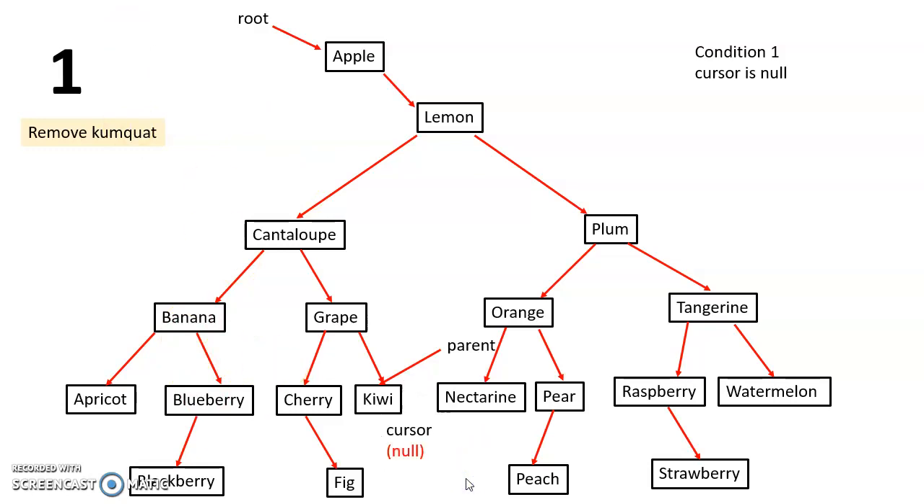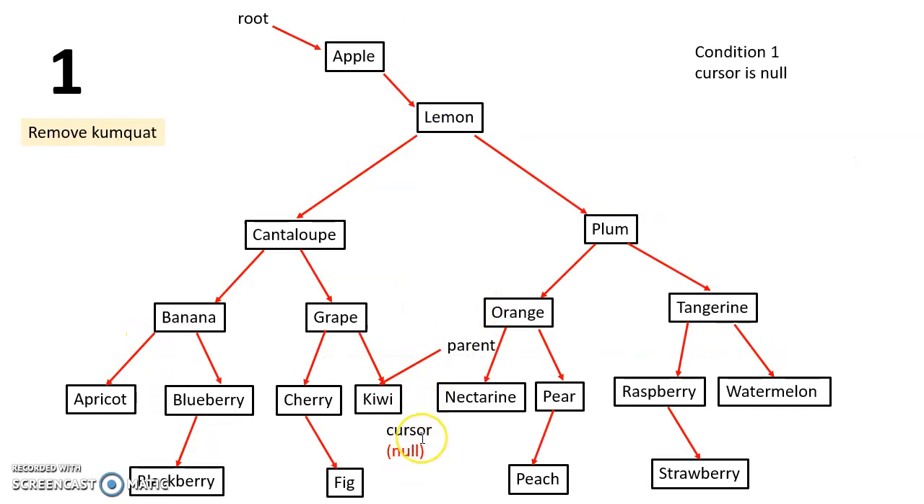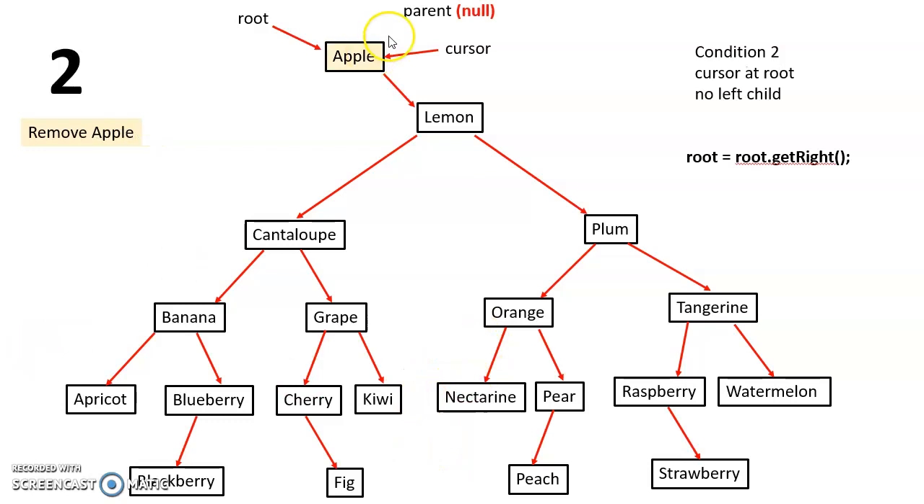Okay, so for the first part of the remove, which is the loop, if we were searching for kumquat, when we come out of the loop, cursor would be null, and we didn't find what we're looking for. The situation we would have here is that cursor is null, and we haven't found what we're looking for. Now, we'll revisit the conditions. I just went over this one; for these four searches, we do the same thing, move the cursor and the parent. I might just be a little quicker as I do the other ones.